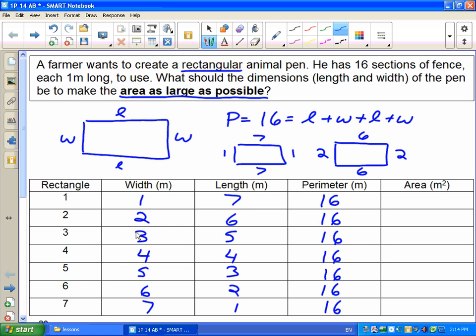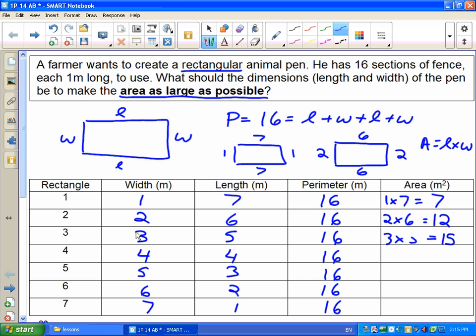So how do we calculate our area if we have a rectangle? What's the formula? Yeah, area is length times width. So we want to take our length and our width and multiply them together. 1 times 7 gives us 7. 2 times 6 gives us 12. 3 times, let's see, what's our length here? 5 gives us 15. And I wrote down 16 instead of 6 there.